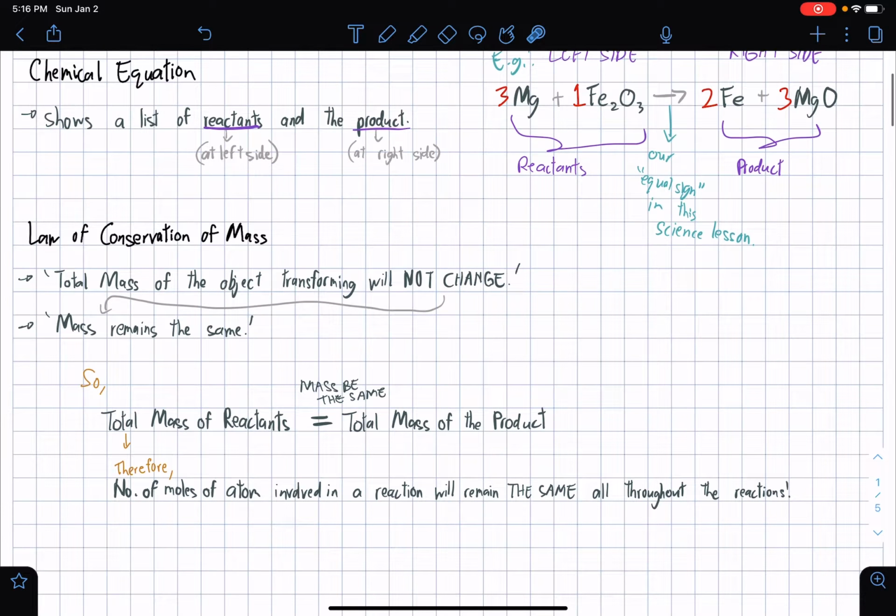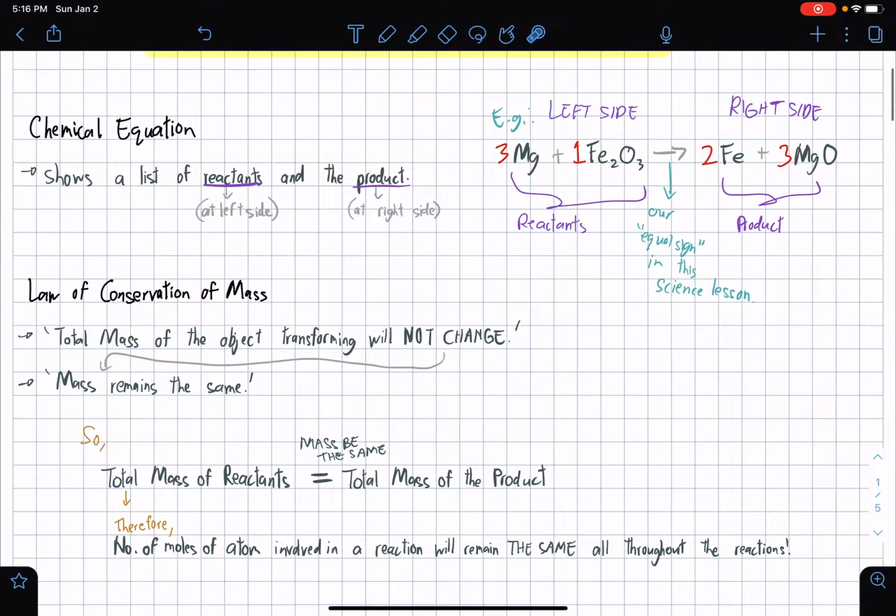Therefore, the number of moles, which basically refers to the mass involved in a reaction, will remain the same all throughout the reaction. So whether the moles are here in the left side, it will still be equal. The quantity will still be the same in the right side. Basically, reactants are equal to the product.